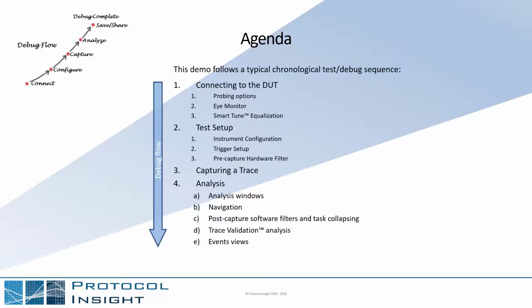In our demo today, we're going to follow the typical chronological test debug sequence. First, I'll talk about connecting to the device under test, including probing options and tools like iMonitor and Smart Tune equalization. Then I'll talk about test setup, including configuring the instrument and triggers and filters. Then we'll capture a trace and go through the analysis of the results.